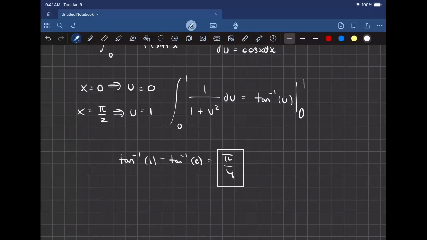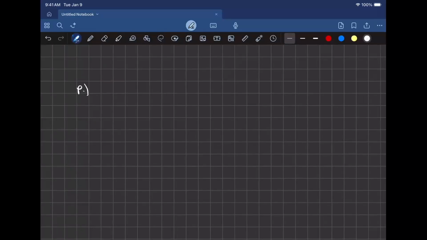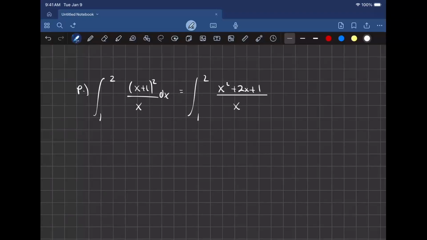All right. Now we'll do letter P. The integral from 1 to 2 of x plus 1 squared over x dx. I'm just going to expand this numerator. So this will be equivalent to the integral from 1 to 2 of x squared plus 2x plus 1 all over x dx. And now we can integrate these individually.